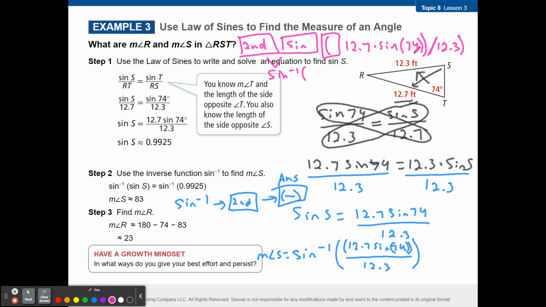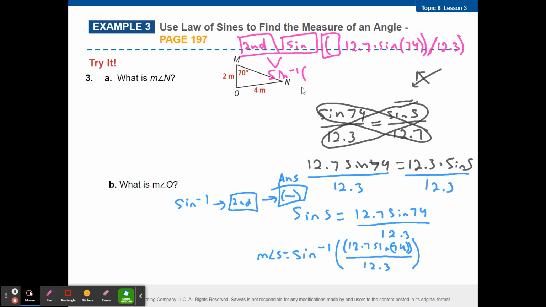Okay? I want you guys to try example 3 on your own. Try it. I'll leave this up. I know it's kind of messy, but I'll leave it up just so you can look at it, if you need to. So what is the measure of angle N and what is the measure of angle O given these two? Find the angle.